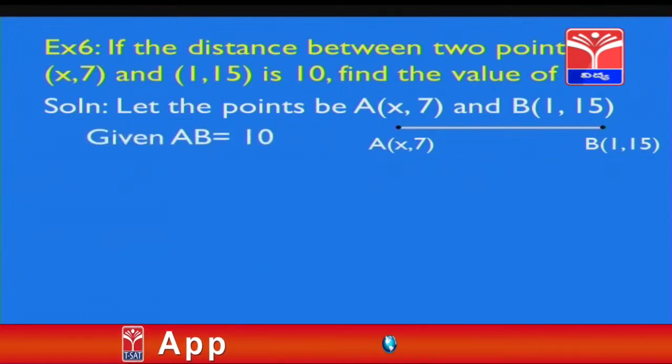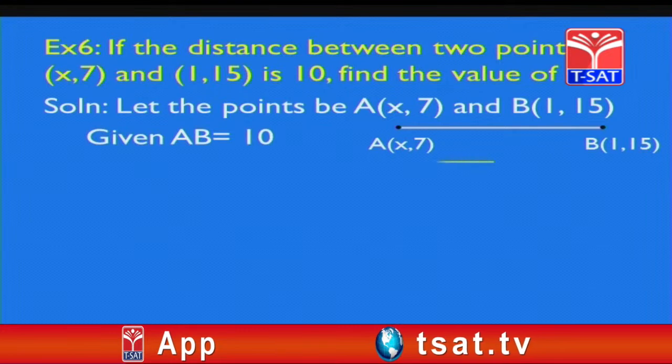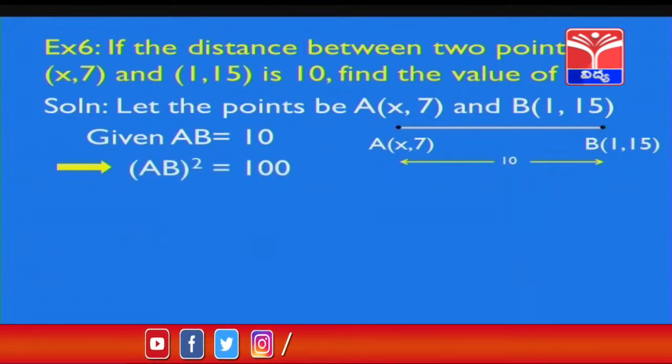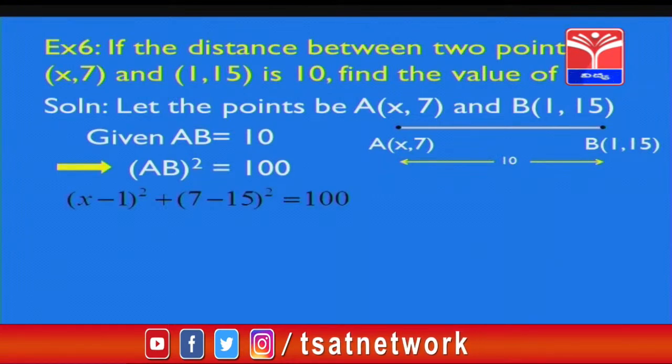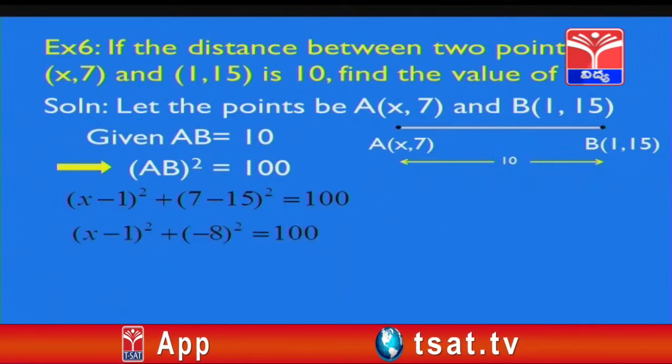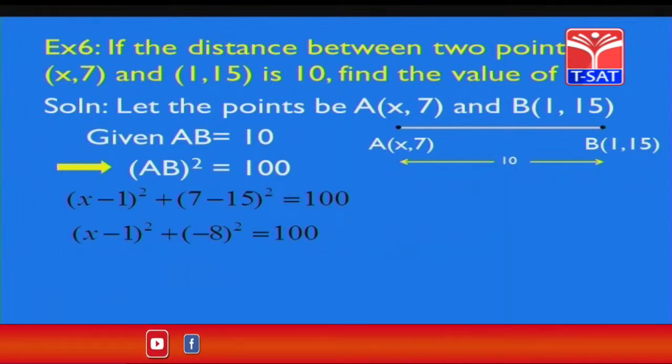But what is given to us? Given AB is equal to 10. So, the distance between A and B is equal to 10 units, which implies AB square is equal to 10 square, which is equal to 100. So, (x minus 1) whole square plus (7 minus 15) whole square is equal to 100. So, (x minus 1) whole square plus (minus 8) whole square is equal to 100.